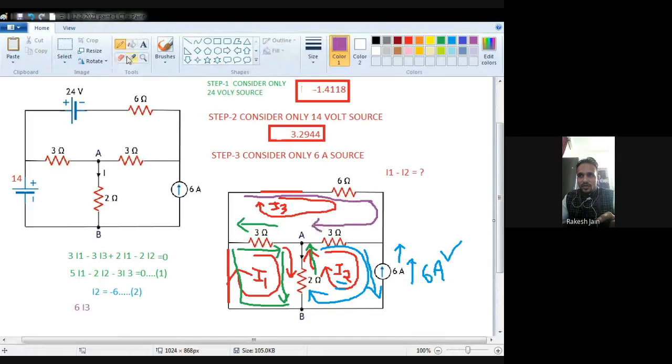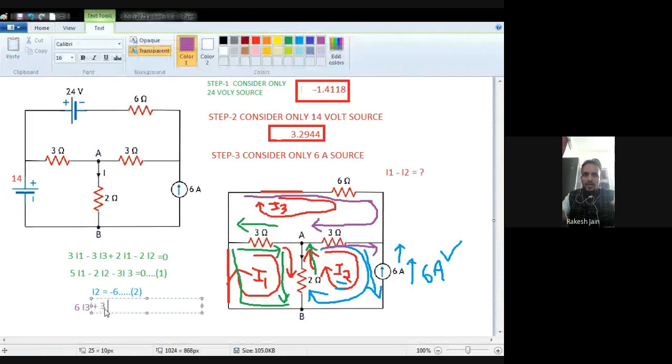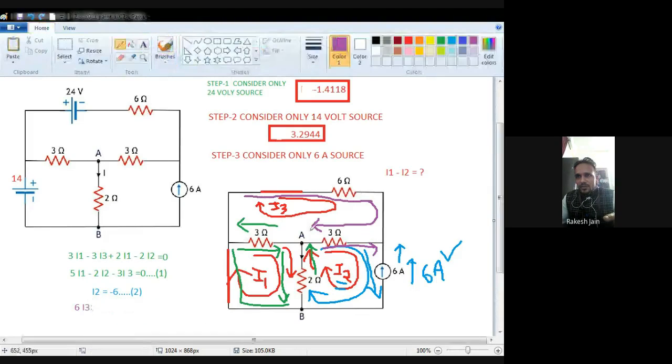And this is I3. Now, what will be the answer of this third step? Through this 2 ohm resistance, how many currents pass? One current is from top to bottom, that is I1, and one current from bottom to top, that is I2. So what is the current through this 2 ohm resistance? That is I1 minus I2. We have to find this out in this step.